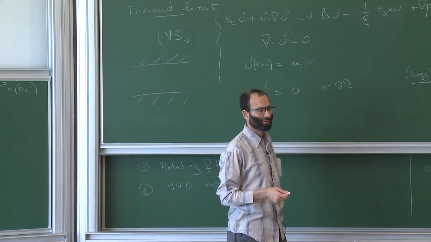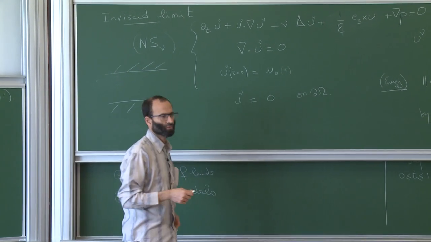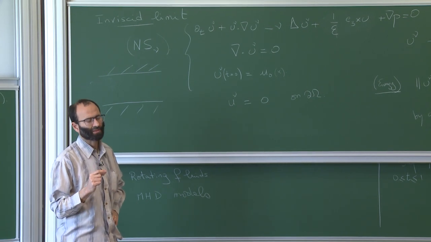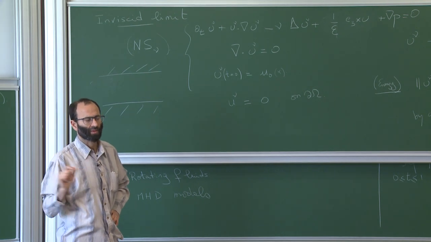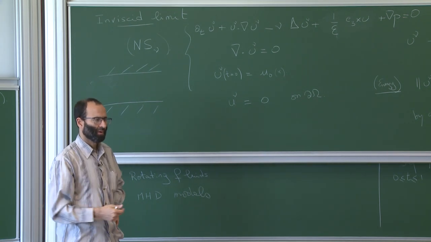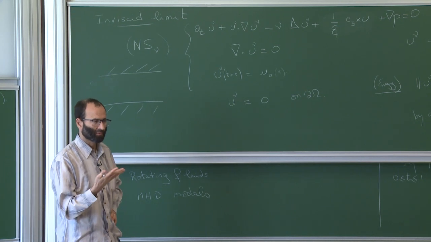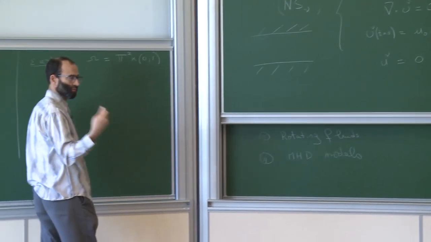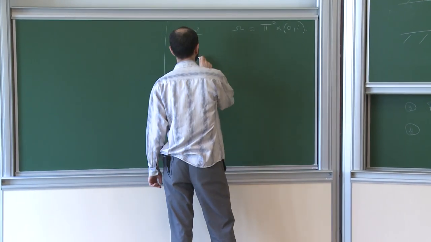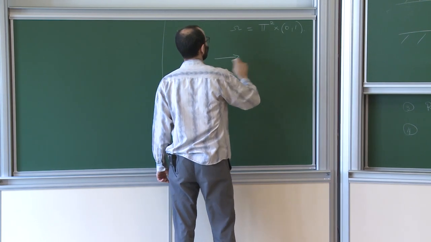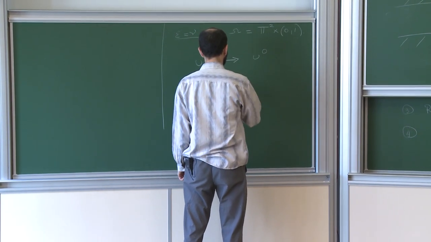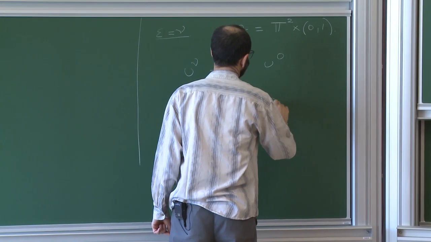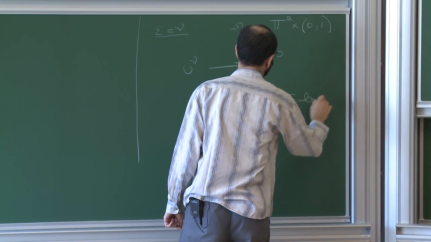Then you can study the limit, and somehow you prove that you converge to Euler. Actually, it's not exactly Euler, it's Euler with some small damping. So there is a damping coming from the boundary, from a boundary layer. So here the convergence takes place. Like u nu, you can prove that u nu will converge to u zero. u zero solves 2D Euler with damping.